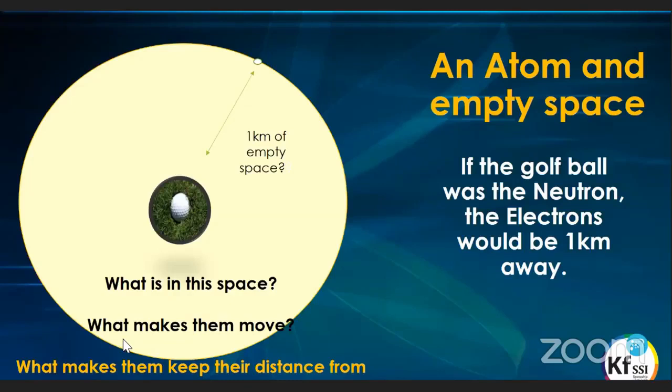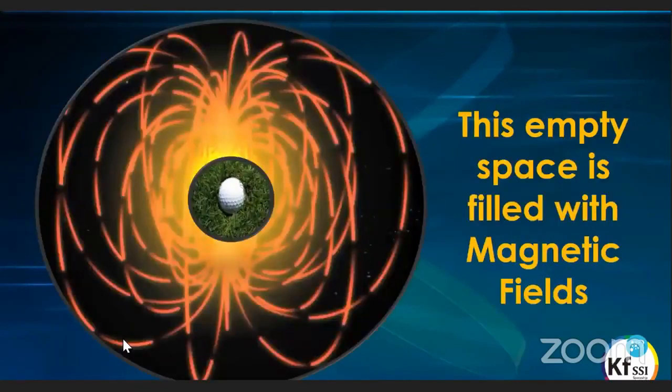So we have to ask the question, what is in the space? What makes the electron move in relation to the protons and neutrons in the middle? And what makes them keep their distance? Because there is a huge amount of space in between. Essentially, we have to say that this empty space is filled with magnetic fields.